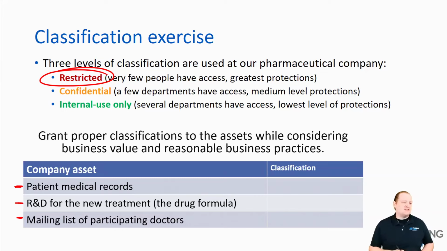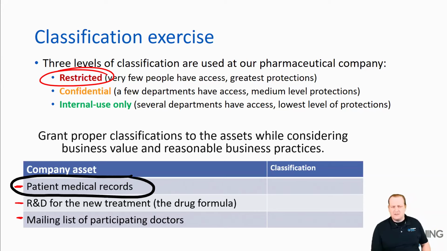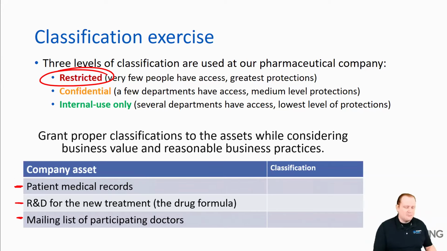And chances are, honestly, that's not it. Restricted, in this case, being the top level, is kind of like top secret. And we're probably only going to have, like I said, 3 people having access. I bet more people than 3 need access to the medical records. And I don't think they need that highest level of protection. They need protection, but it might not be the highest. It's certainly not the most valuable to the business either.